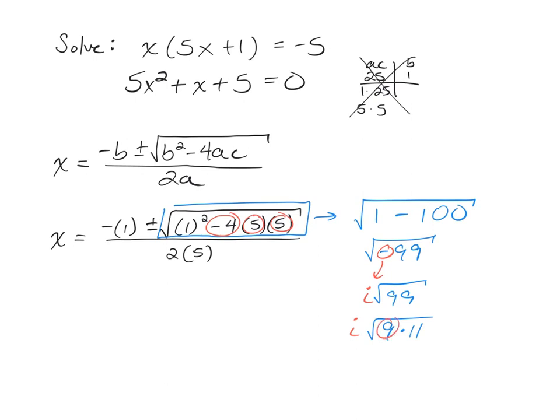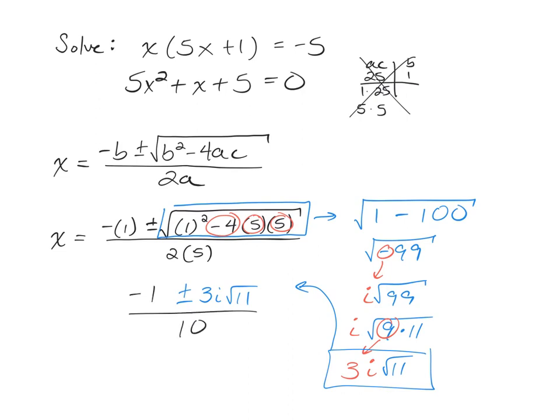We can take the square root of the 9 and get 3. The i is still outside, root 11. So we take this whole root and we substitute it back into the quadratic formula that we're going through, 3i square root of 11. It's still plus or minus. Then I simplify these here, negative 1 and 10 in the bottom. And that's what x will equal.